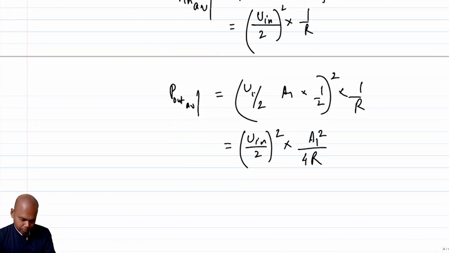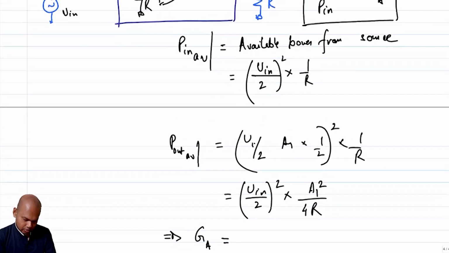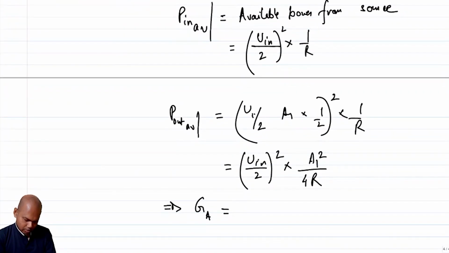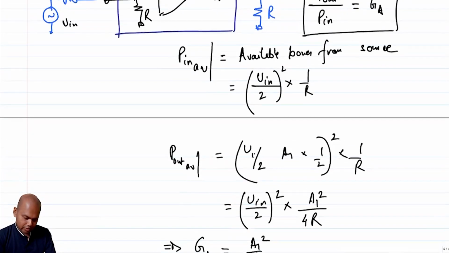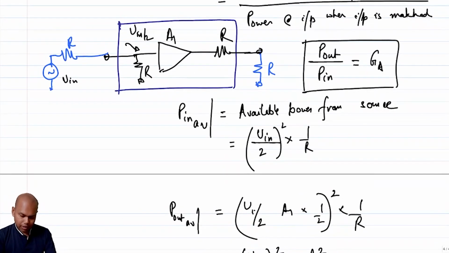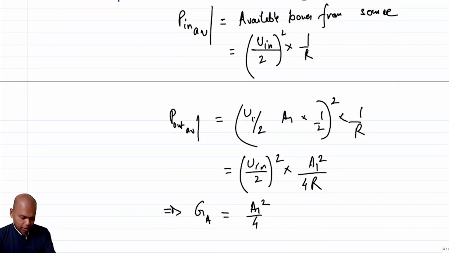So your available power gain, GA, is (V in by 2) whole square divided by R, so this becomes A1 squared by 4, right? So this typically is the available power gain, right? Okay.